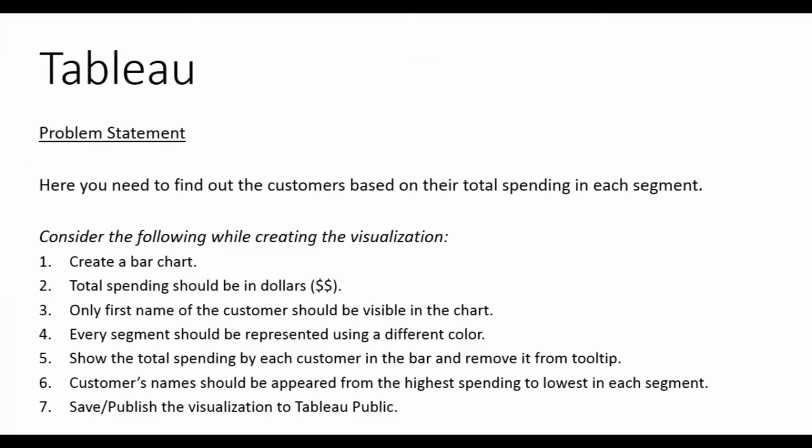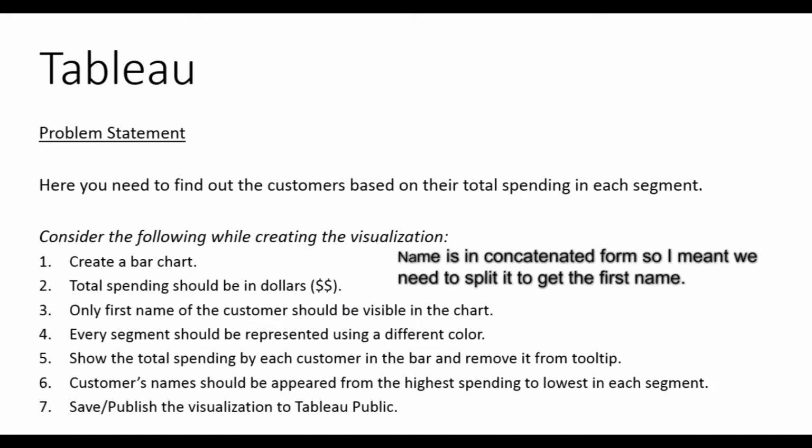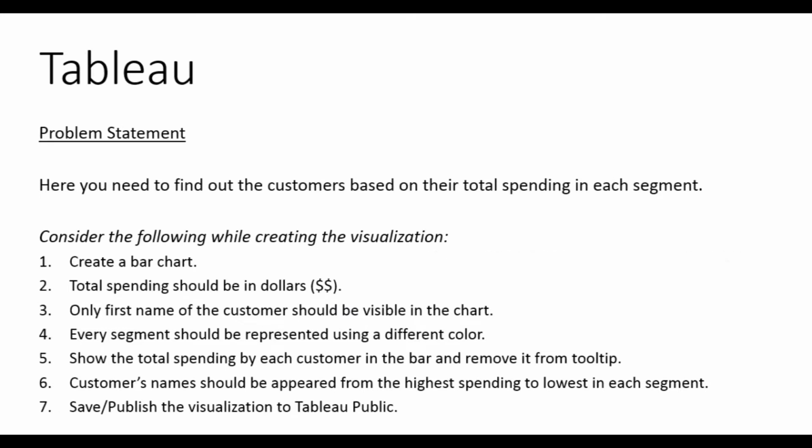Let's see the problem statement again. Create a bar chart, that should be fine. Total spending should be in dollars, okay, that should be fine. First name of the customer should be visible in the chart. So we have the full name, so somehow we need to split it and get the first name only. Every segment should be represented using a different color, okay, that should be fine. Show the total spending by each customer in the bar and remove it from the tooltip. And customer names should appear from the highest spending to lowest in each segment. Right, it should be sorted from highest to lowest.